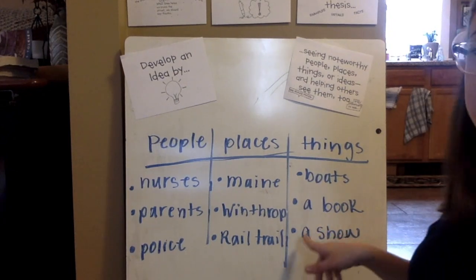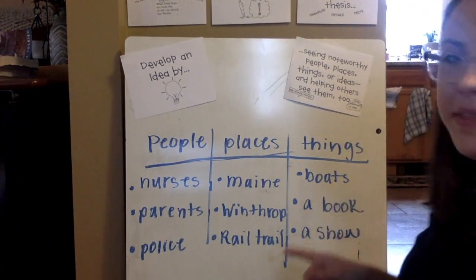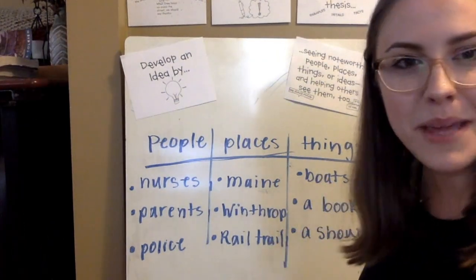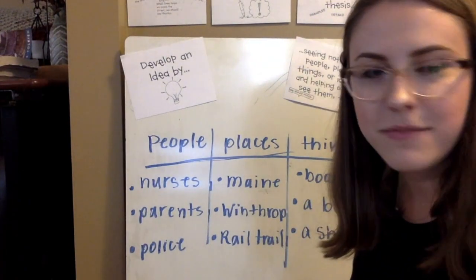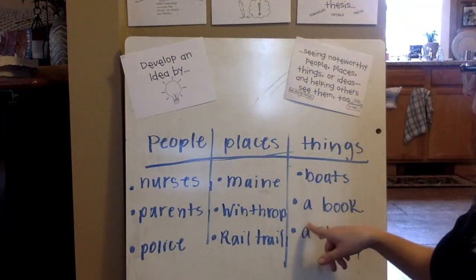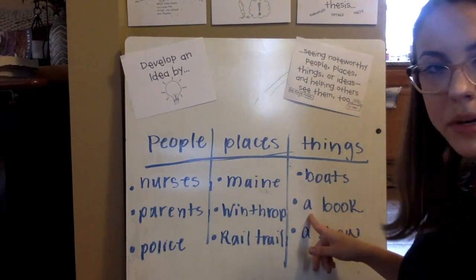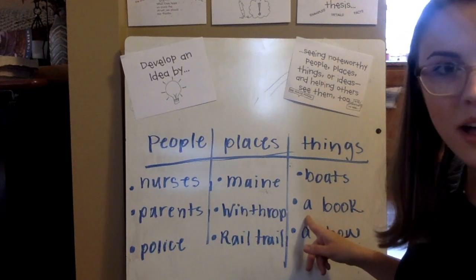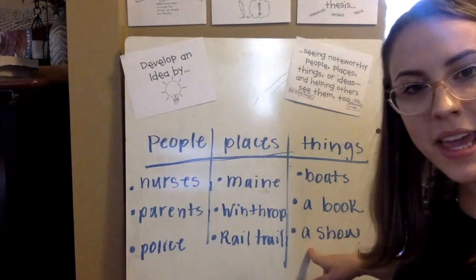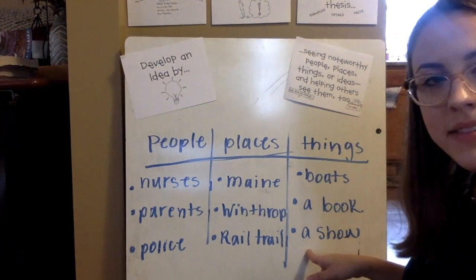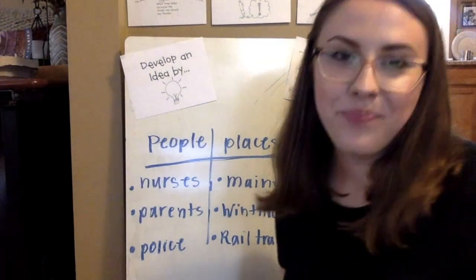Now, things. So things are other things that don't fall into the categories. This is a random one. I wrote boats. Maybe I could say something about why I think boats are the most fun thing ever, okay? I could also write about a book. I could write about why a book series or why a certain author is the best author or the best book ever. Or a show or a movie. I could do the same thing. I could have a list of reasons why I think a show is the best show ever, okay?